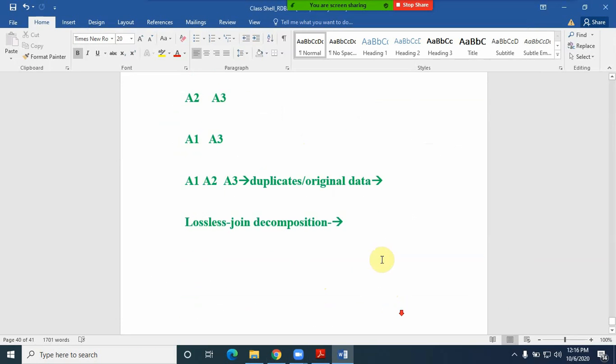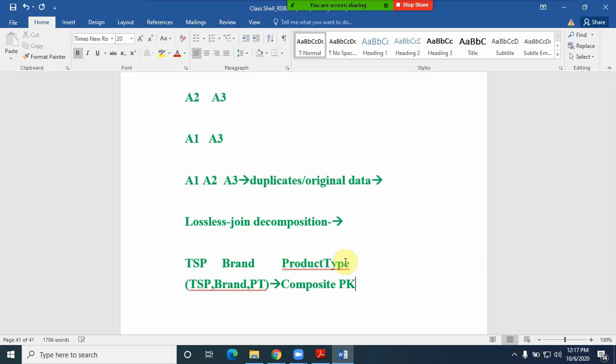So whatever data I am having, if you are referencing the traveling salesperson and the brand, and if you are referencing the product type, initially these 3 together are observed as a composite key. Now if you are referencing this, friends, TSP, traveling salesperson, brand and product type, all these 3 things are the composite primary key.